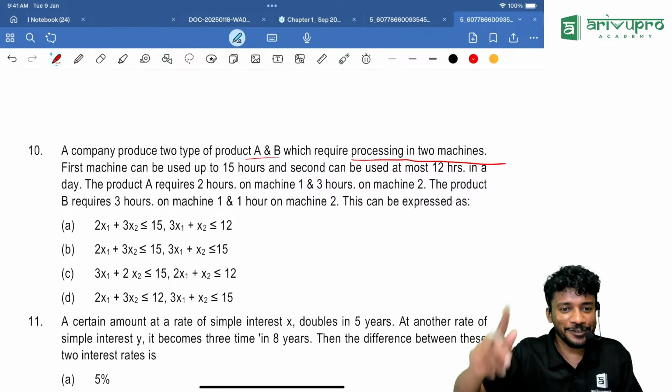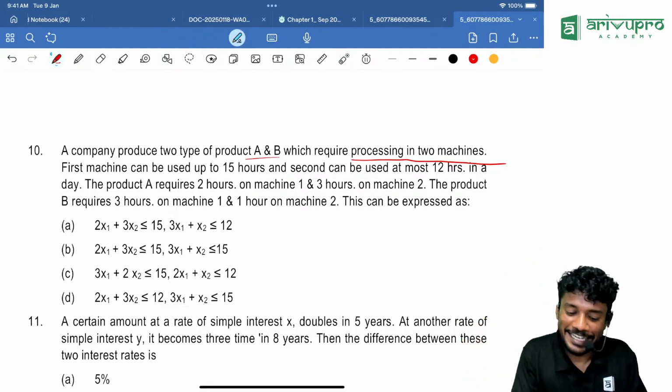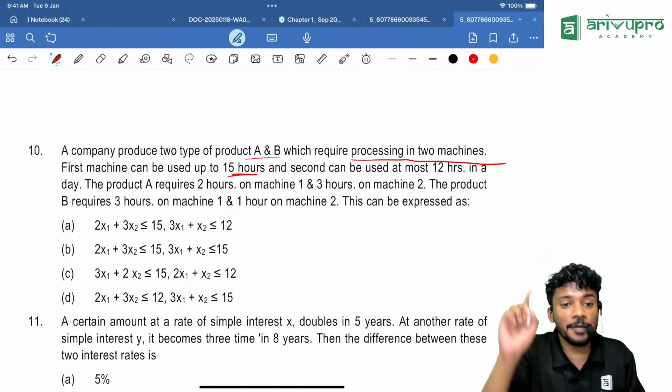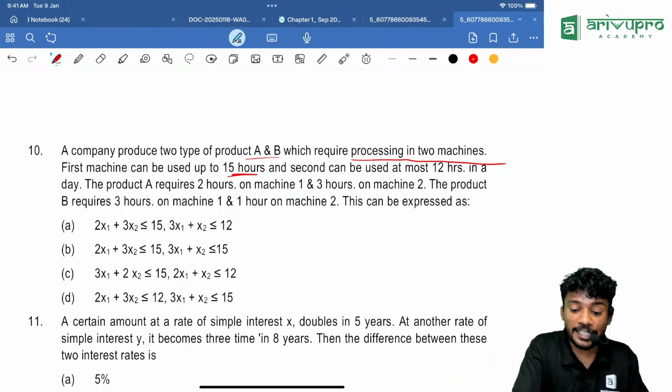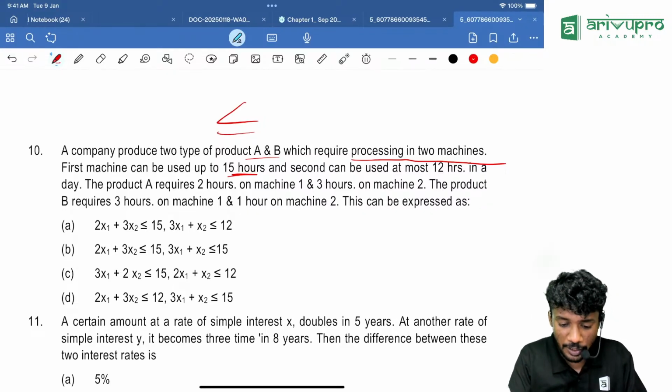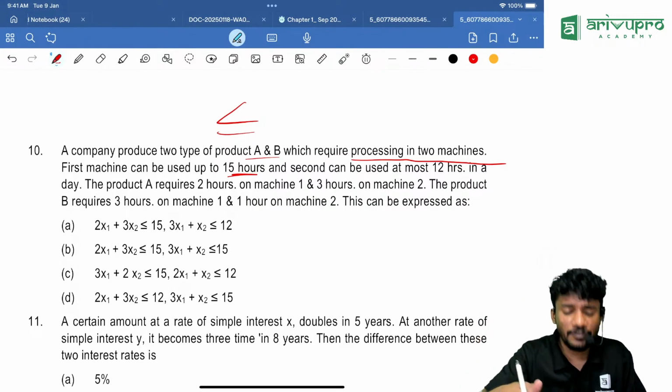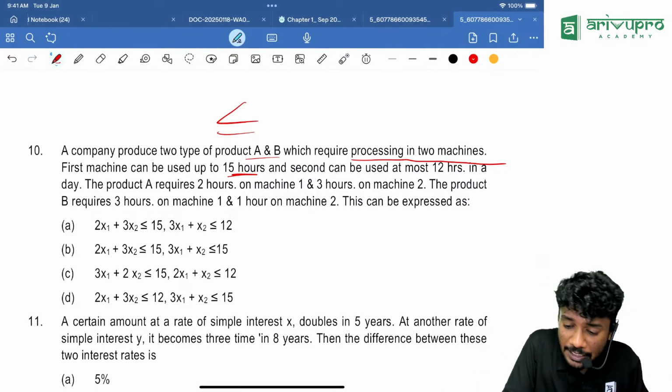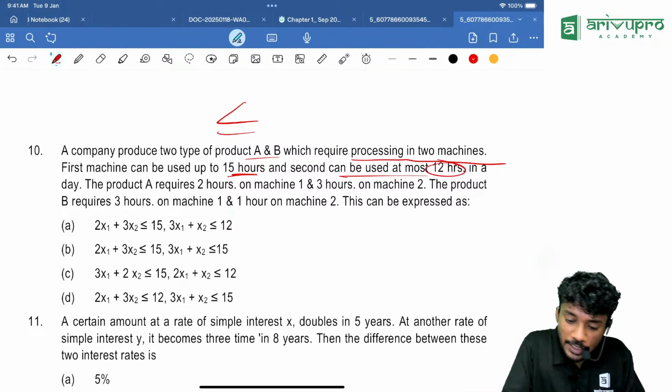We can directly go for the answer. Do you remember that trick? Yes. First machine used up 15 hours. That means time. Whenever time comes, it is less than or equal to. Here, anywhere if greater than or equal to is there, we can ignore that option. Anyway, it's not there. Then, second can be used up to 12 hours in a day.